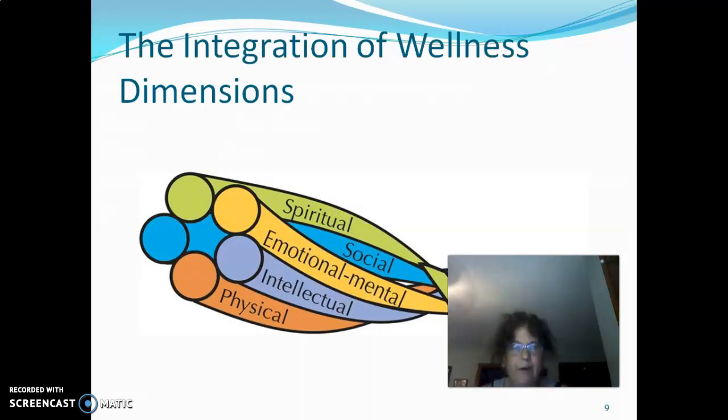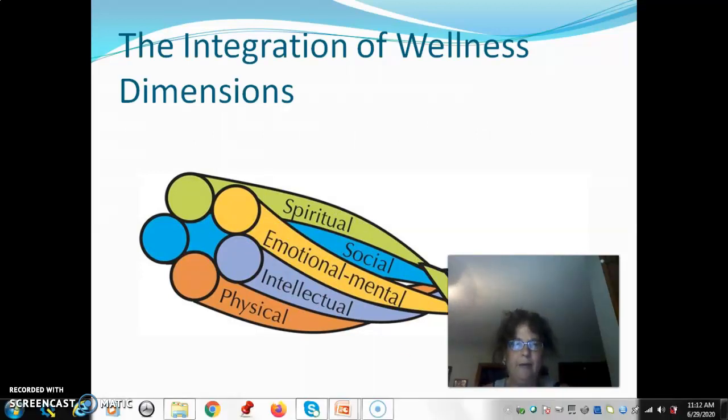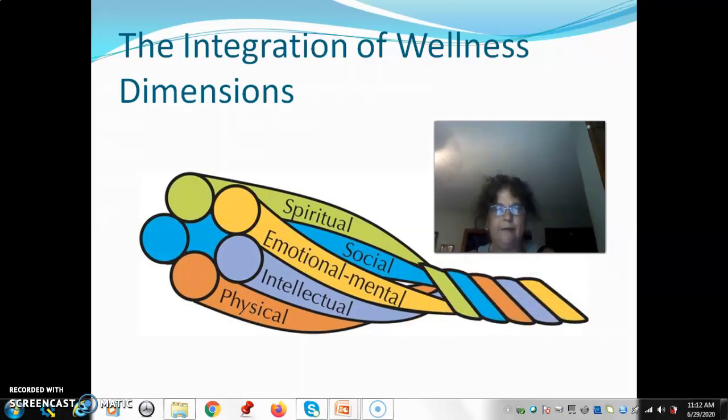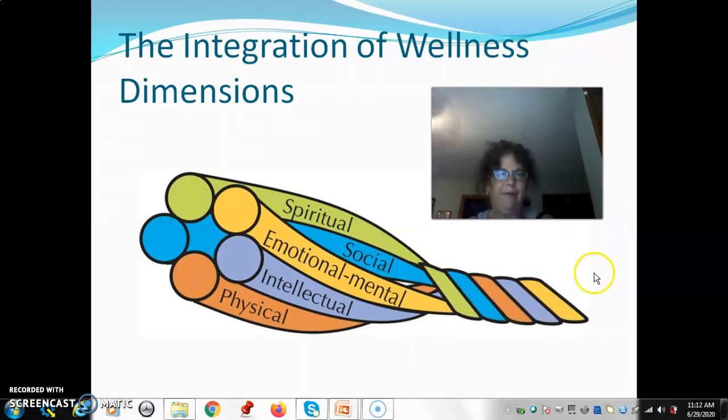So here are the 5 dimensions all tied together, kind of like a muscle fiber. This class looks at muscles and activity, so we're going to look at it intertwined and how they're related. It's our physical wellness, the name of the class, our intellectual wellness, our emotional and mental wellness, our social wellness, and our spiritual wellness.